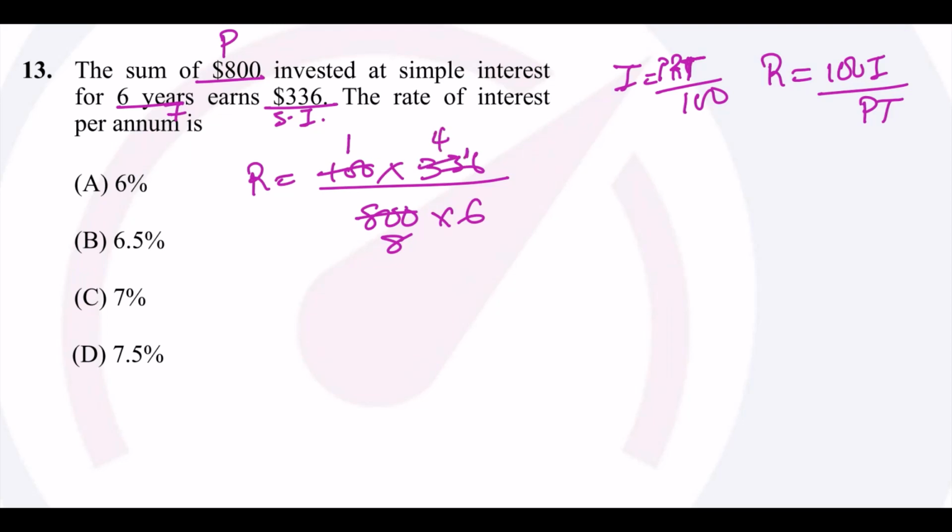Remainder 1. And 8 into 16 goes 2 times. So good. That means 8 into 336 goes 42 times. And then we have 42 divided by 6 goes 7 times. So 6 into itself 1, 6 into 42 goes 7 times. So the rate is equal to 7%.